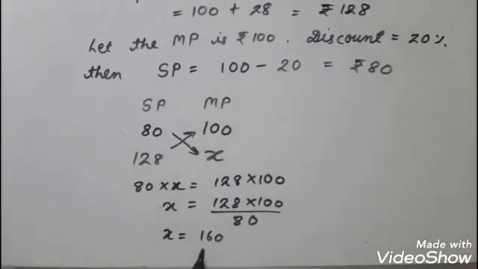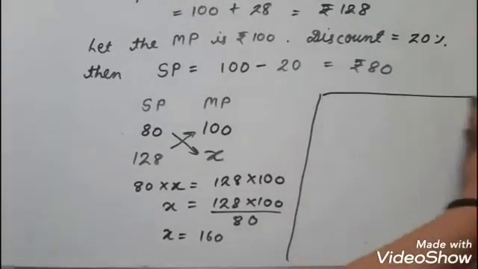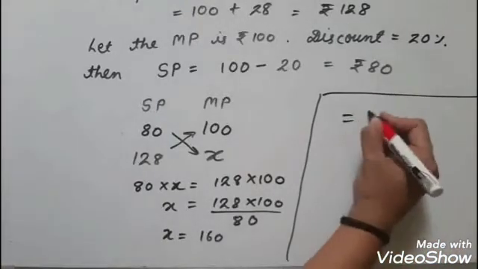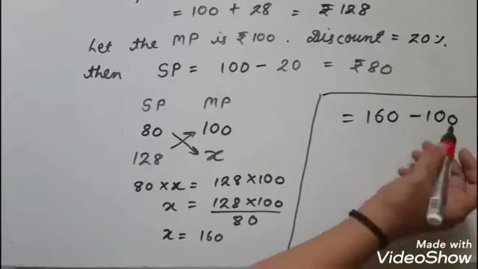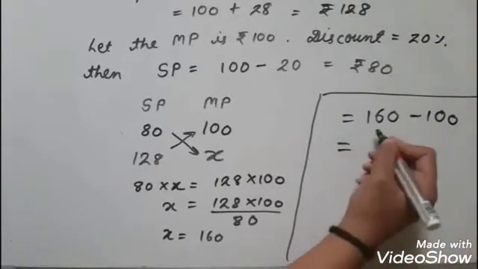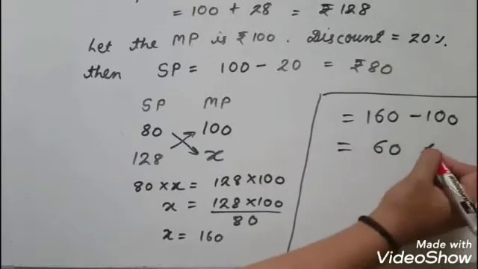Now we have to find percentage increase of the MP above the cost price. So right now it is 160, but we assumed cost price as 100. So how does it increase? It is increased by 160 minus 100, means 60%.